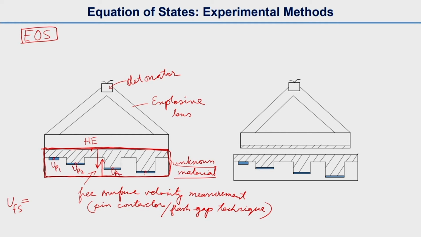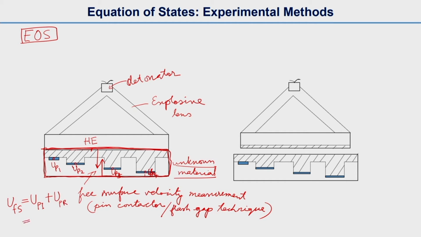We have different particle velocities. Now what I wanted to discuss is that the free surface velocity is equal to the particle velocity incident on this free surface plus the particle velocity reflected.